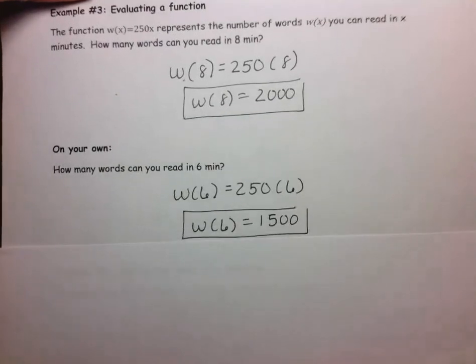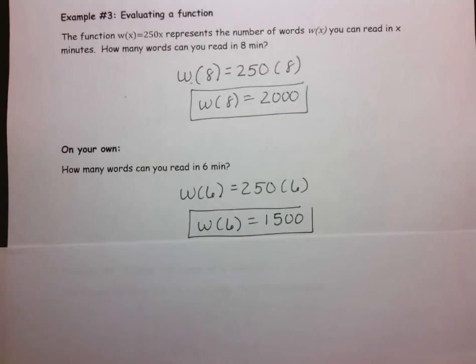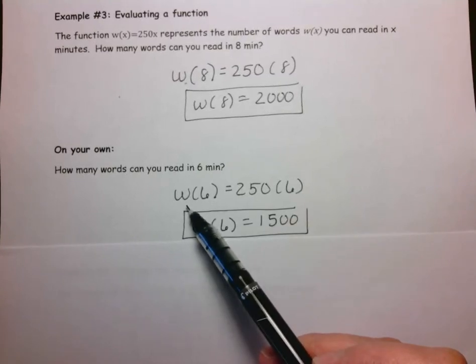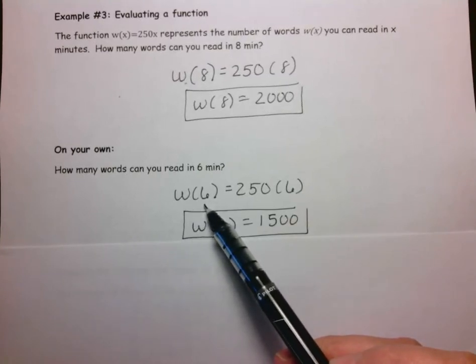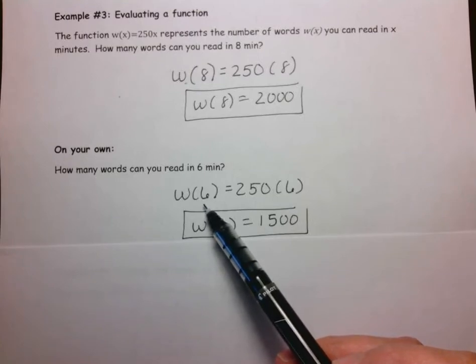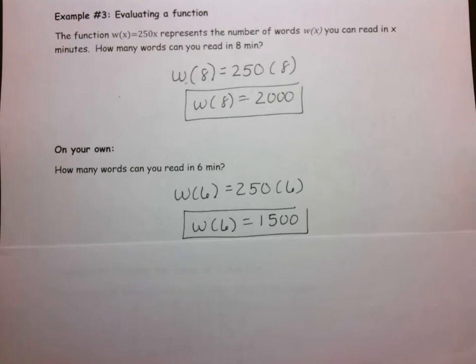Okay, how many words can you read in 6 minutes? So what this is saying is, how many words can I read in 6 minutes? So in other words, the number of words I can read is a function of how many minutes I've been reading. And so if I've been reading 6 minutes, I can read 1,500 words. And so this communicates a little bit more information than just saying y equals. It tells a little bit more about the story in detail.